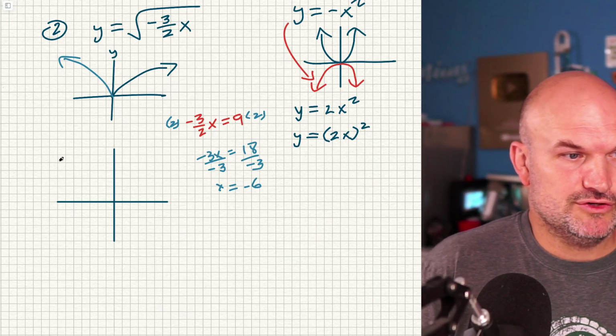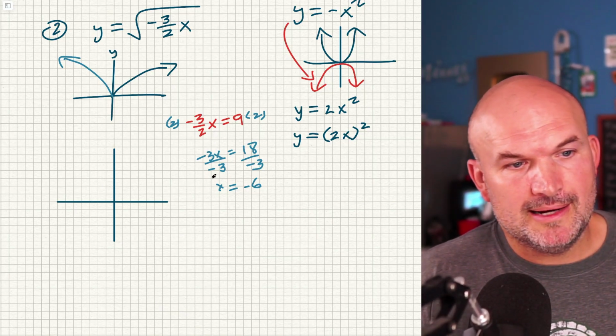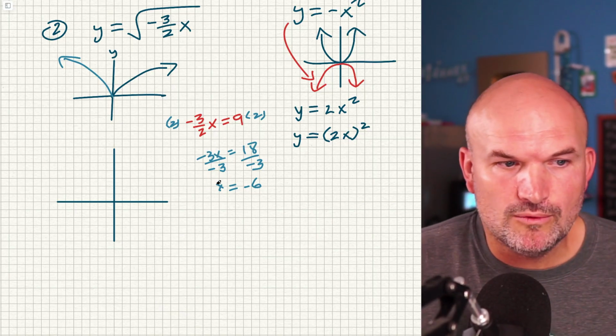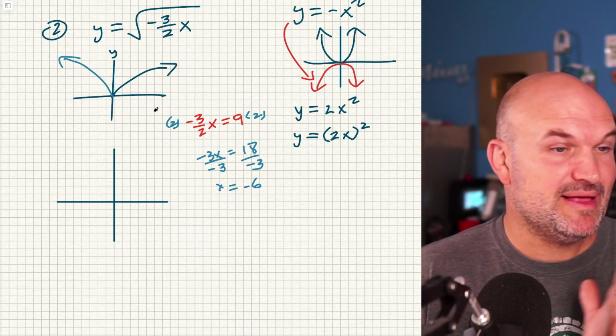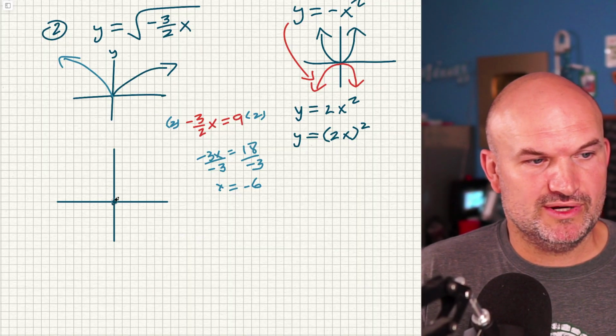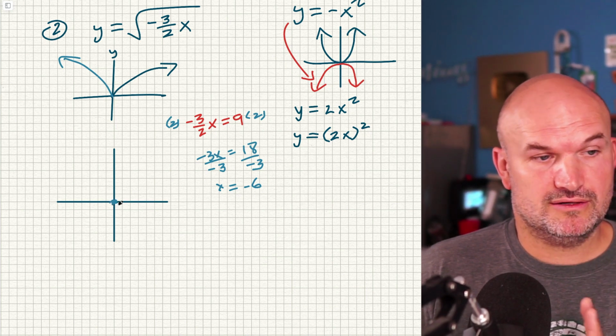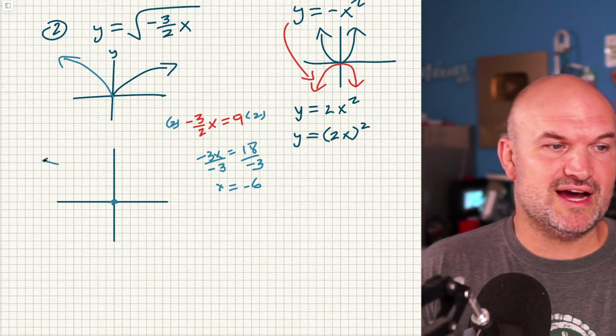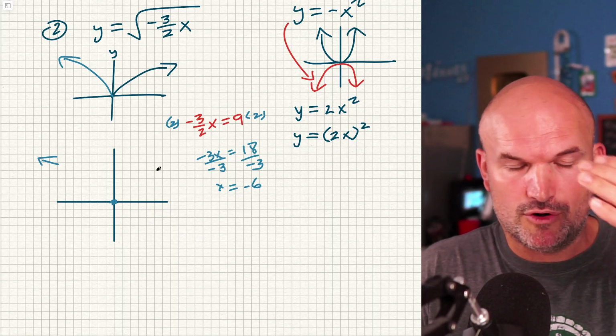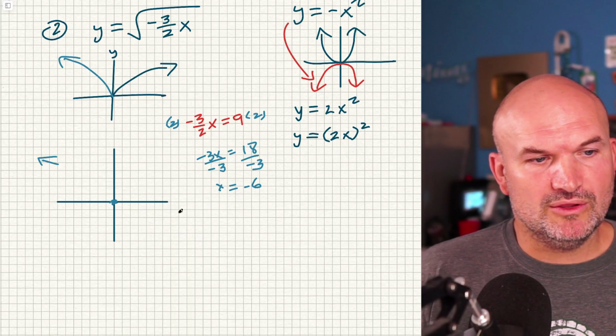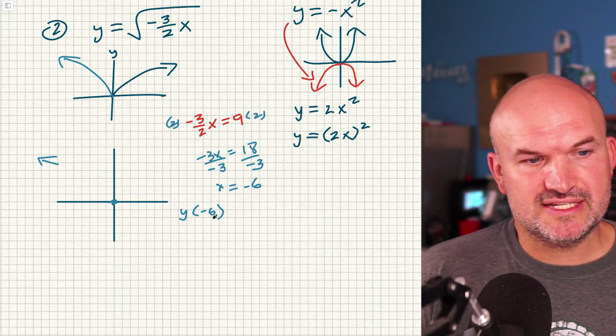So I know this graph is going to be going in this direction. And let's figure out what my value is actually going to be at -6. I'm not shifting it left or right, right? So I know this point, let's use the light blue, is still going to be at (0, 0). I just know the graph is going to be going this way, instead of over to the right. So let's plug in y sub -6 and see what we get.